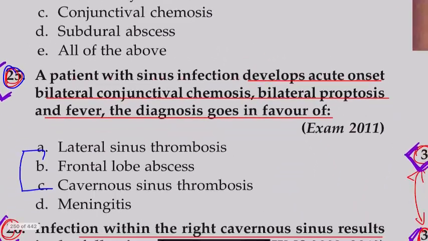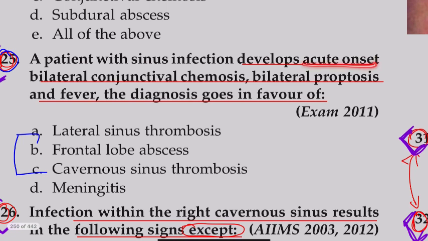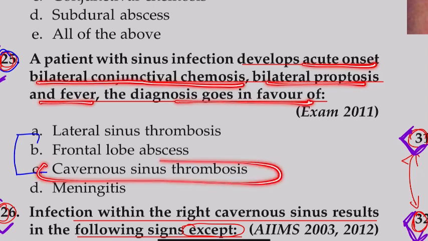A patient with sinus infection develops acute onset bilateral conjunctival chemosis, bilateral proptosis and fever. The diagnosis goes in favor of what? Here it goes in favor of cavernous sinus thrombosis, right? Fever along with acute onset bilateral ocular manifestation points toward cavernous sinus thrombosis.